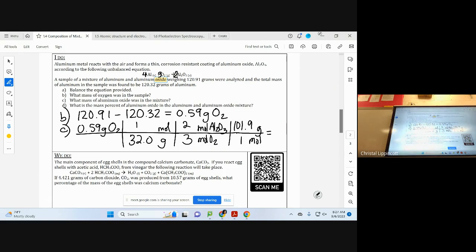What, honey? Where did you get the 100? I added 2 aluminums at 27 each and 3 oxygens, which is 48. Yep. So 54 and 48. All right, so I got that value. I get 1.3 grams of Al2O3.